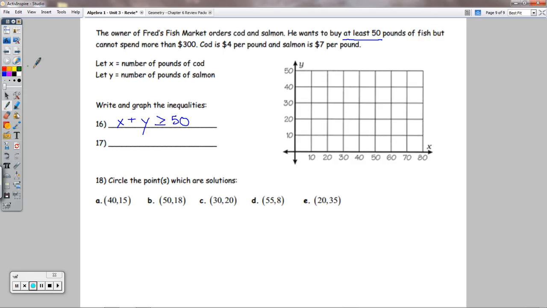And then the other inequality: he can't spend more than $300, and cod is $4 a pound, salmon is $7 a pound.